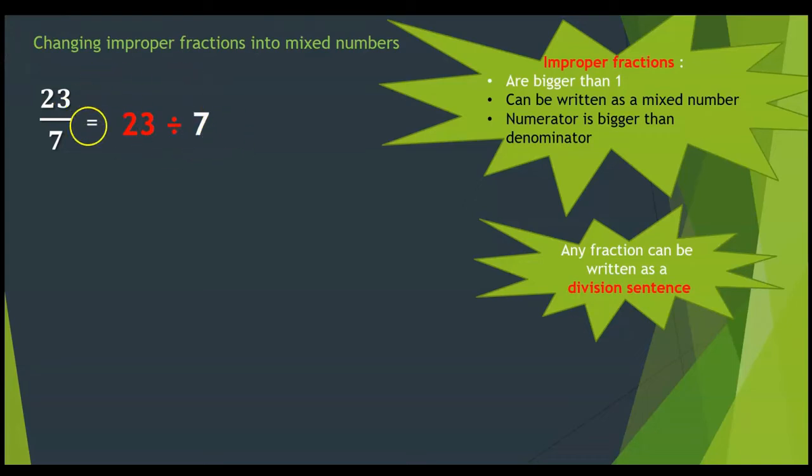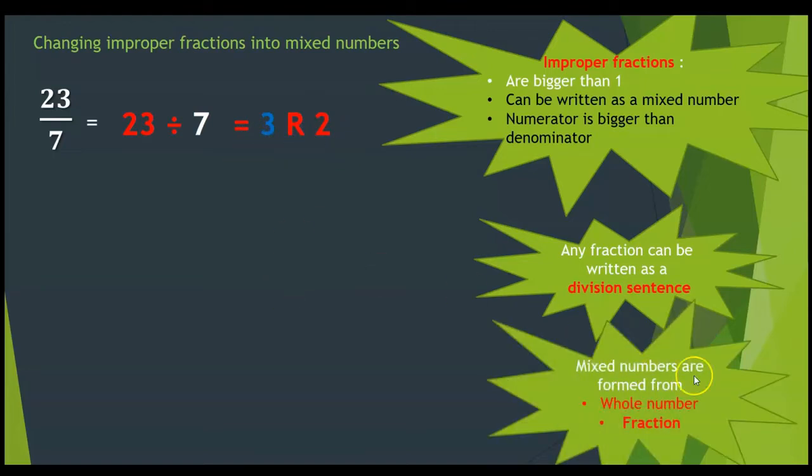How many 7s are there in the 23? Count on by 7. You will find 7, 14, 21. So there are 3 7s in the 23, and there will be a remainder of 2. So the answer will be 3 remainder 2. Now, what does this mean? I have 3 wholes, and there will be 2 parts remainder. Is this clear?